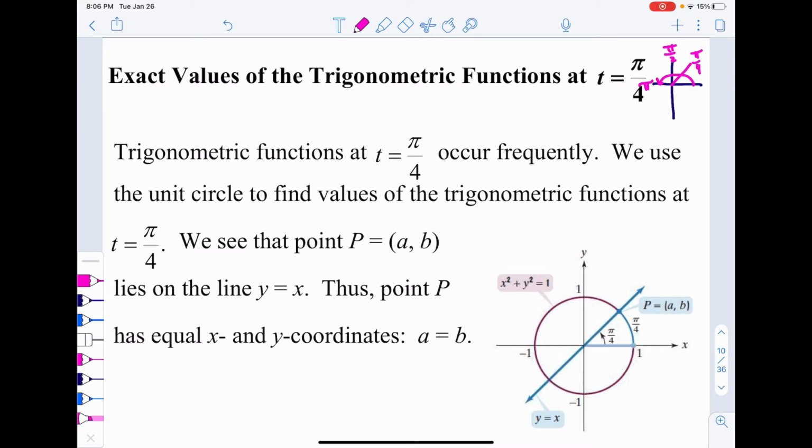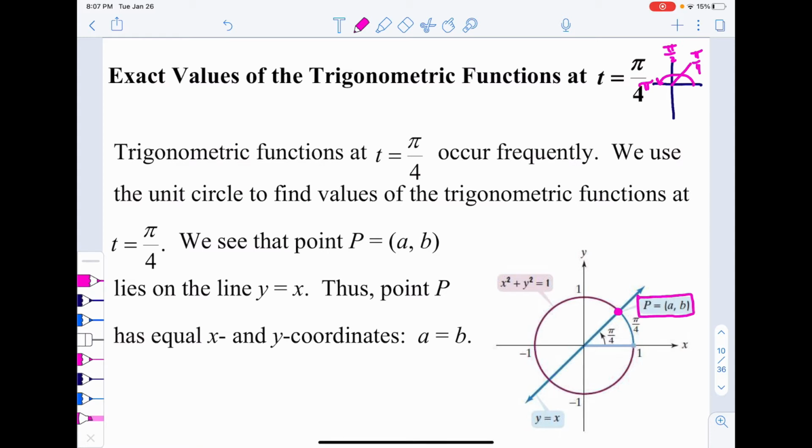It's kind of a nice angle to look at in that sense. So it says that trigonometric functions at t equals pi over 4 occur frequently. We use the unit circle to find values of the trigonometric functions at t equals pi over 4. It says we see that point P is equal to (a, b). If you look over at the little circle, we have this dot here, that point P is equal to (a, b).